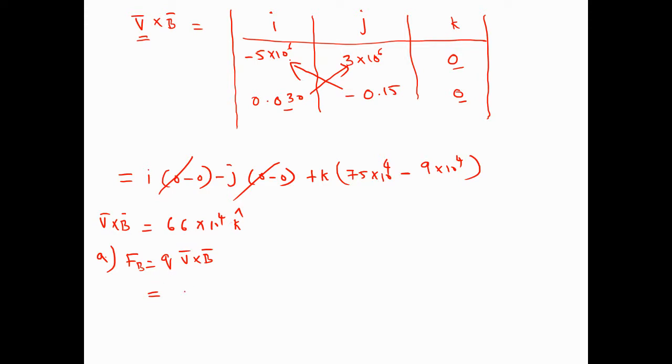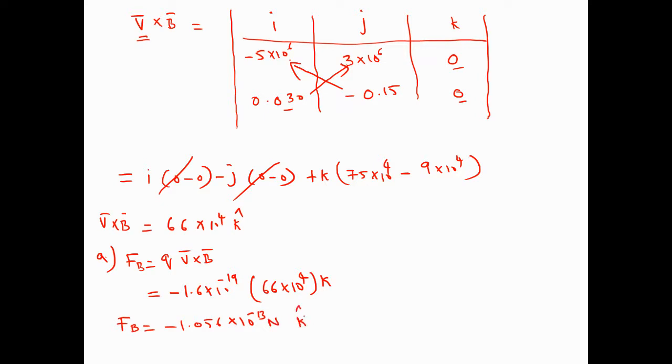And what is the charge of the electron? Minus 1.6 multiplied by 10 to the power of minus 19, multiplied with 66 multiplied by 10 to the power of 4 k cap. Could you please tell me the answer? Minus 1.056 multiplied by 10 to the power of minus 13, and the unit for the force is Newton, and this is k cap.